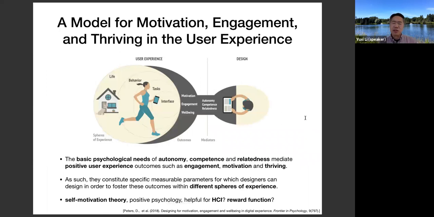This one is basically about the UI, user interface. From the title you can see it's about motivation, engagement, and thriving in user interface and user experience, and this is based on something called self-determination theory. Just now we mentioned flow, and this theory, both of them are part of positive psychology, and those principles from psychology can be applied to this kind of UI or maybe applied to real functions.